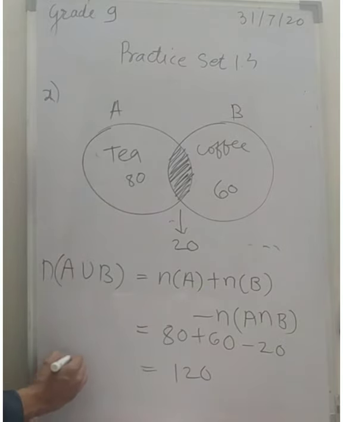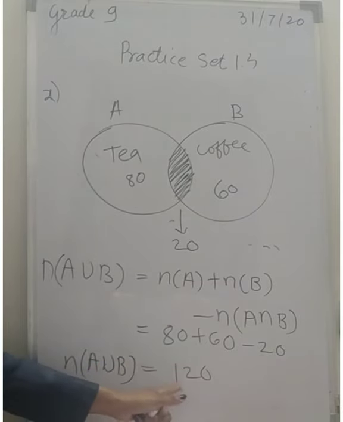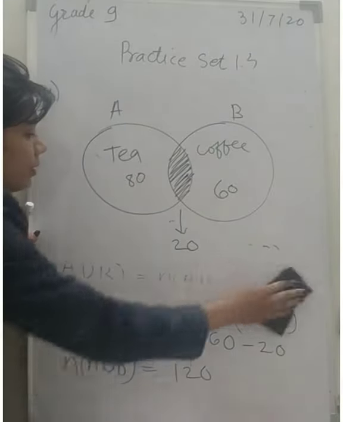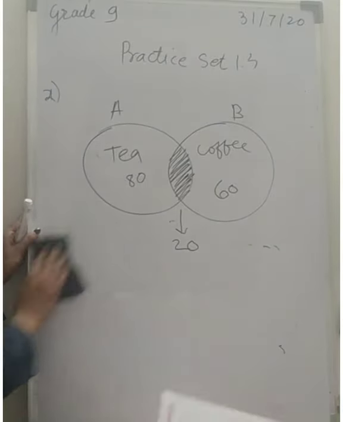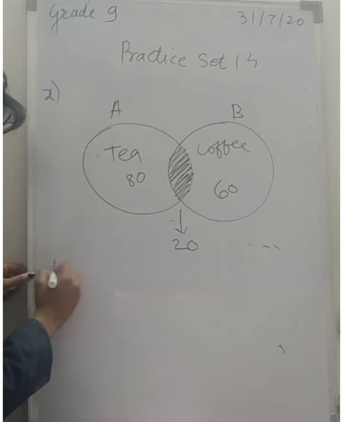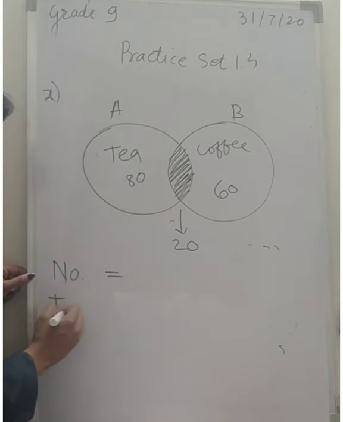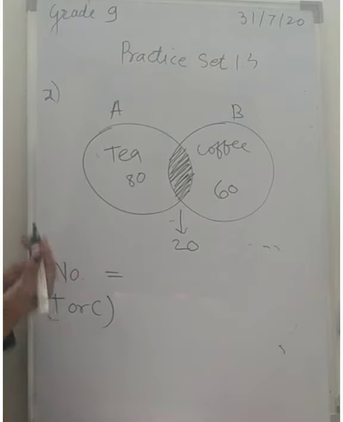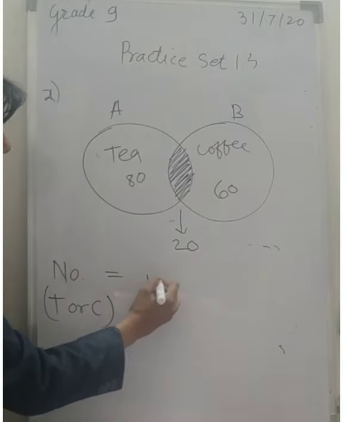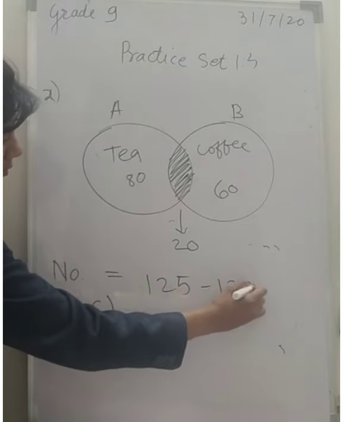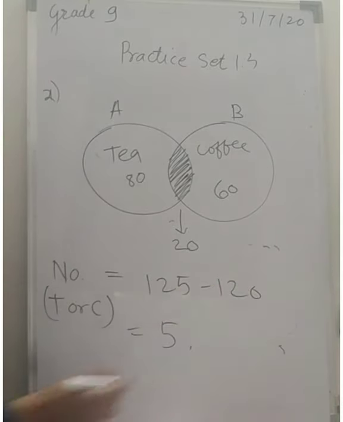Okay, so that means the number of students who are drinking coffee or tea is 120 students. And how many students do we have in the hostel in total? 125 students. Okay. So the number of students who are not drinking tea or coffee at all, that means the number of students who don't drink, is 125 minus 120, answer is 5. I hope you have understood.